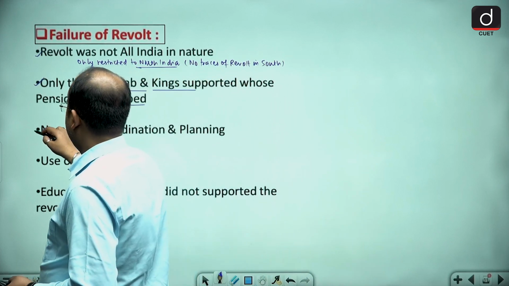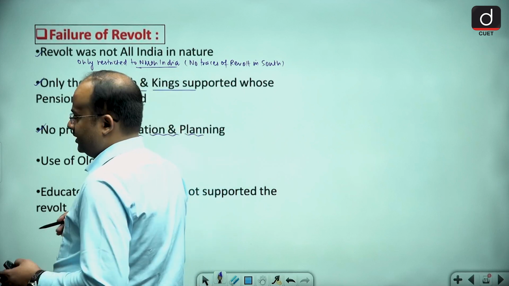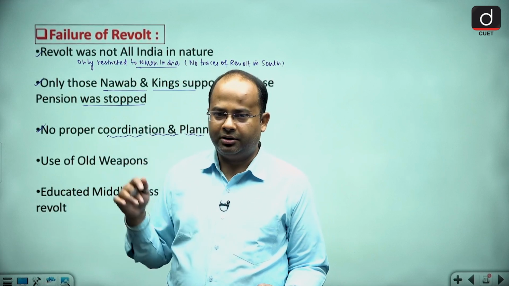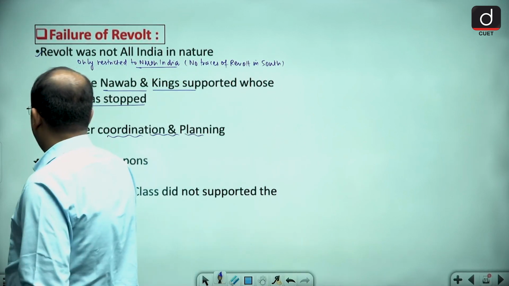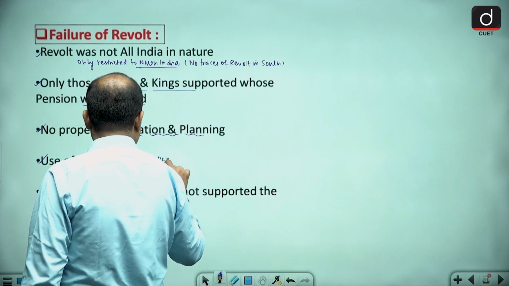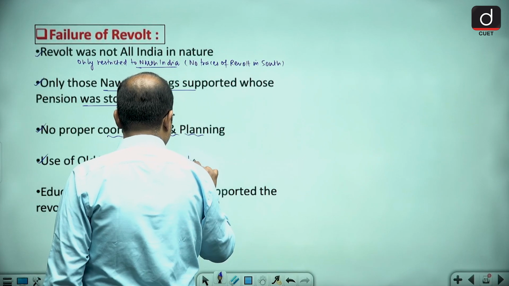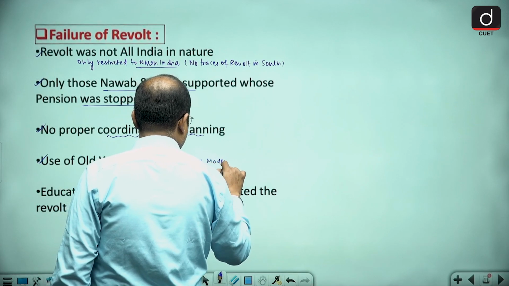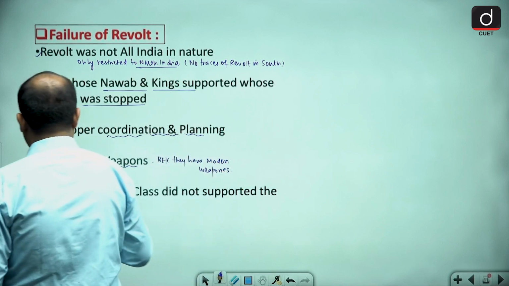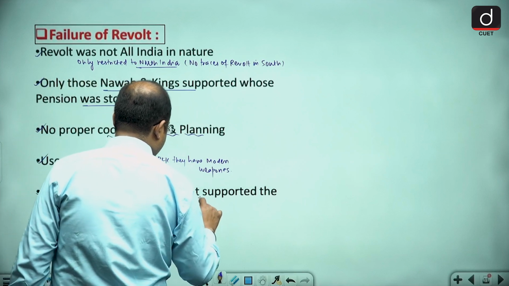Next is that there was no proper coordination and planning. The revolt was completely planless. Whenever and in whatever situation the revoltees found themselves, they started the revolt. Next we have the use of old weapons, and the British East India Company had modern weapons.